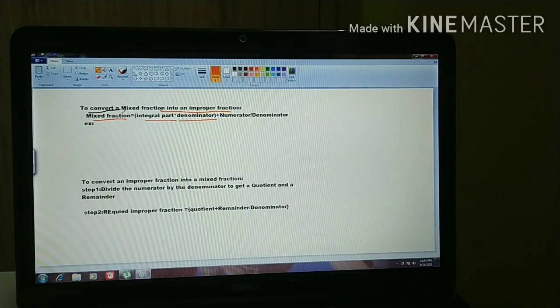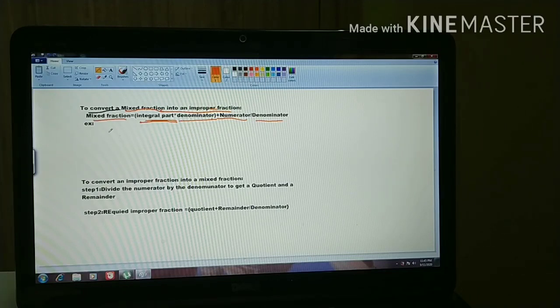Now see this one: converting a mixed fraction into an improper fraction. How to do it? Write down first the integral part of the mixed fraction, multiply it with the denominator, then add the numerator, and divide the whole thing by the denominator. Like that you convert into an improper fraction.